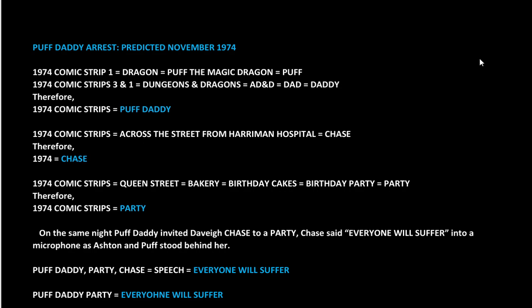1974 comic strips, across the street from the side of Harriman Hospital. Across the street from the other side of Harriman Hospital is Chase Drugs. Therefore, 1974 comic strips were done at Today's News, were printed by Today's News, which was across the street from one end of Harriman Hospital. Across the street from the other end of Harriman Hospital is Chase. Therefore, 1974 comic strips equals Chase.